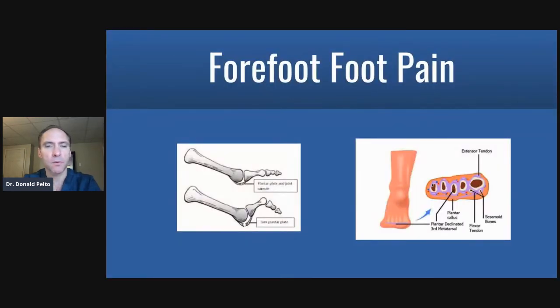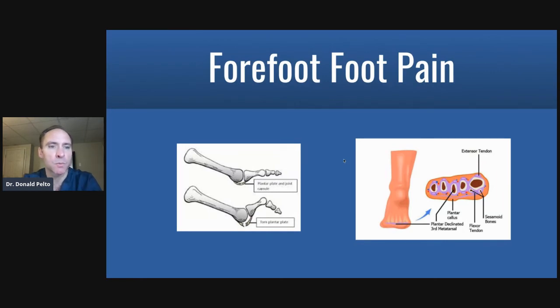Let's talk a little bit about forefoot pain, or pain to the front of the foot. This is something that you see all the time, people that have pain to the front of the foot. Here's an example. This might be due to a hammer toe, might be due to a plantar plate, could be a callus, could be one of the tendons, could be the sesamoids. There's a lot of things that happen to the front of the foot. It might be kind of challenging.